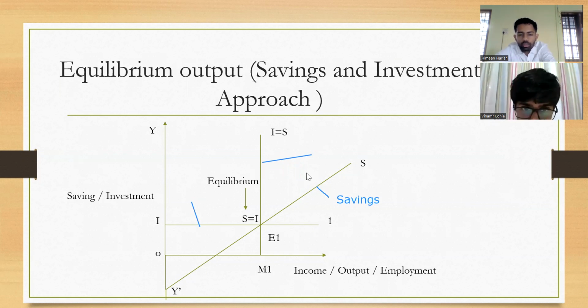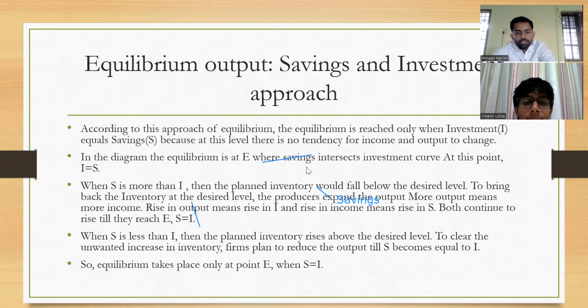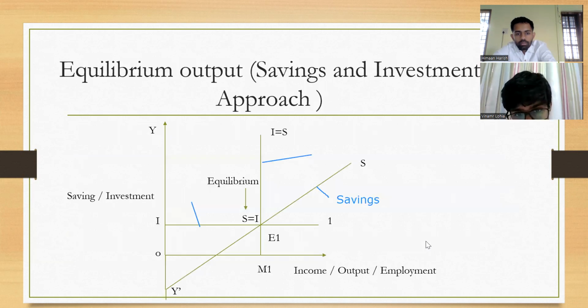We'll just go back to the explanation where we'll be able to differentiate between this straight line, which is parallel to the x-axis, and the investment, the perpendicular line. Yeah, we'll just go back to the graph if we are clear on that. So when S is less than I, then the planned inventory rises above the desired level. Okay. S is less than I here.